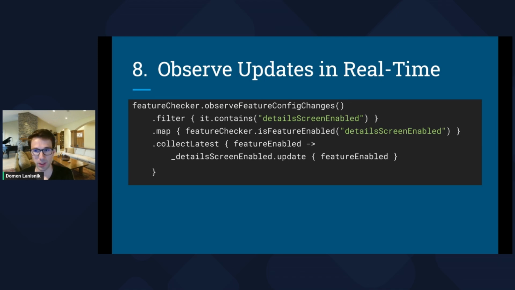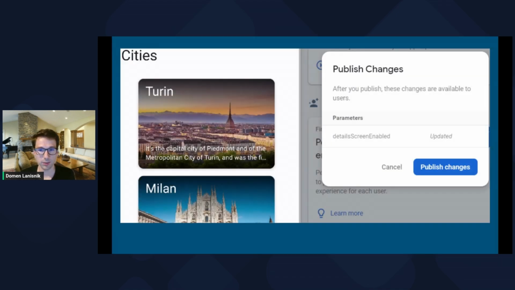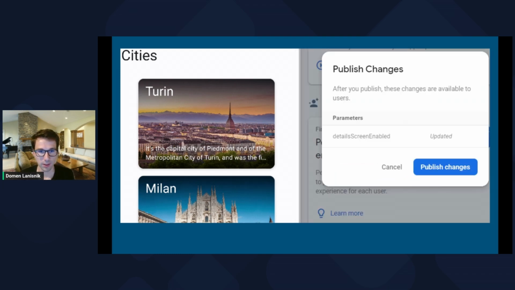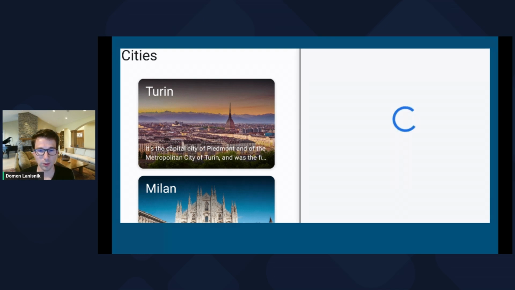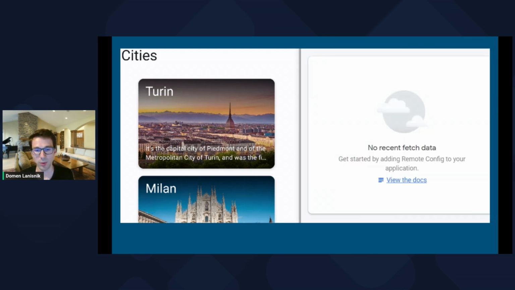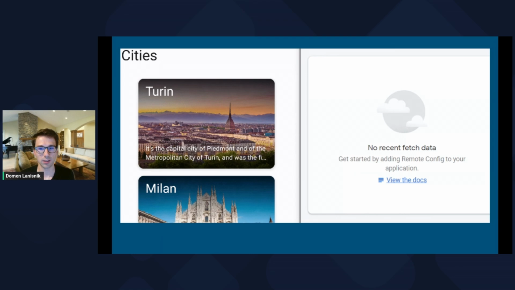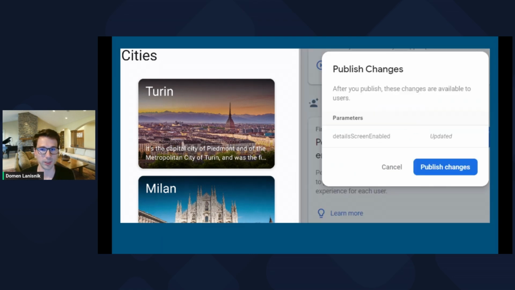And what this essentially means is, on the left, we can see a card and the button in the top right corner is not visible. Then we publish changes on the Firebase console. And as soon as they are published, the app is automatically updated and the button becomes visible.